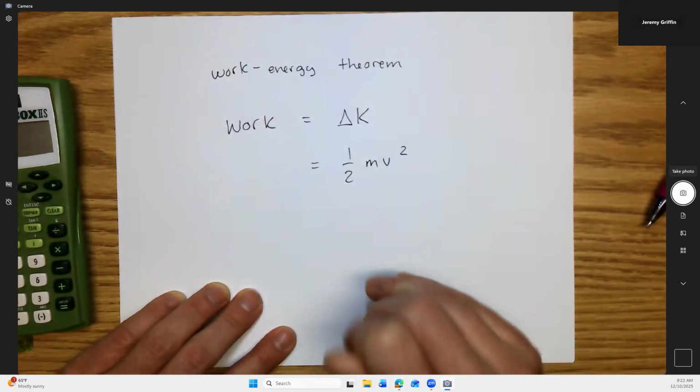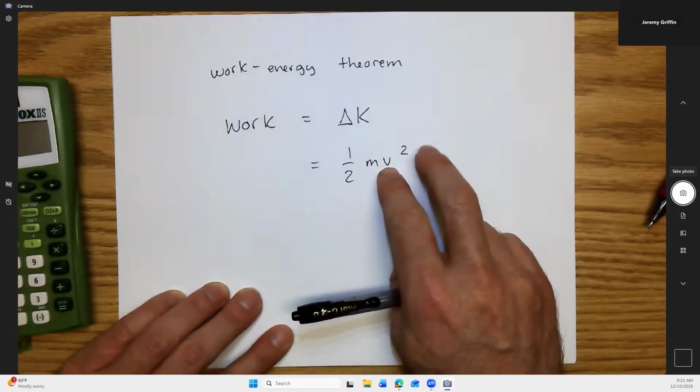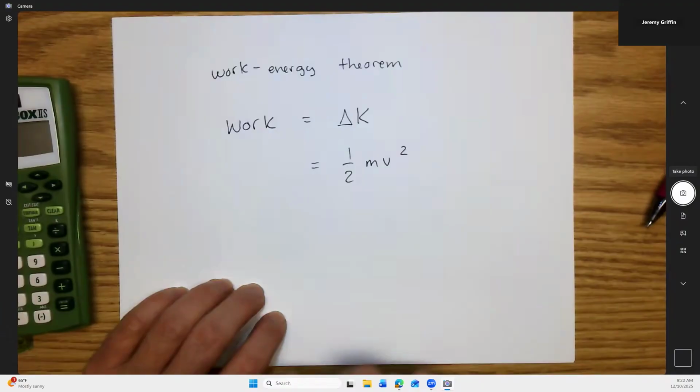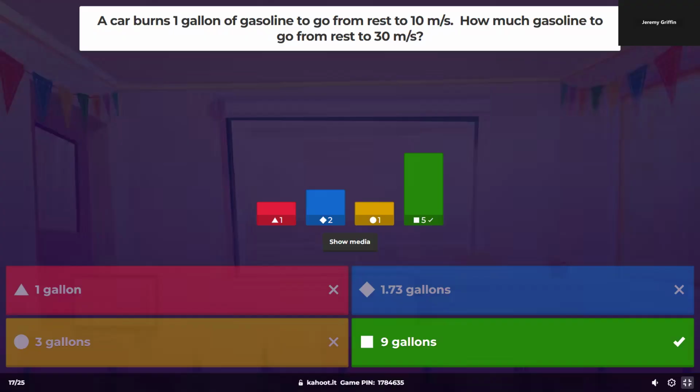Velocity is squared. So we have the same radius, same mass. But if you want to triple the speed, triple squared is 9 times. So it's 9 times the energy. It's 9 times the gasoline.